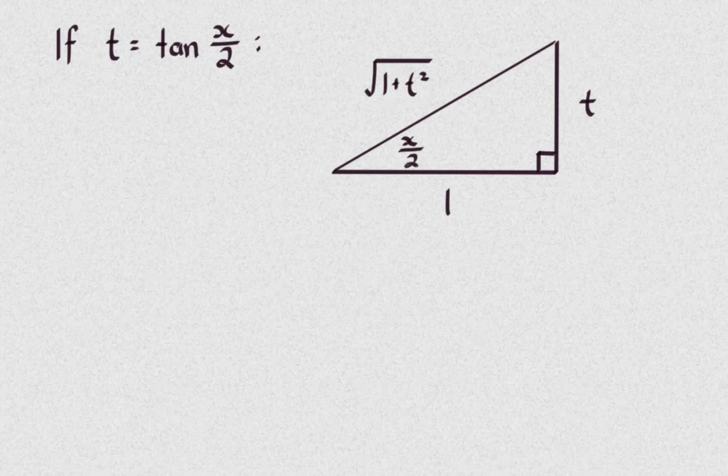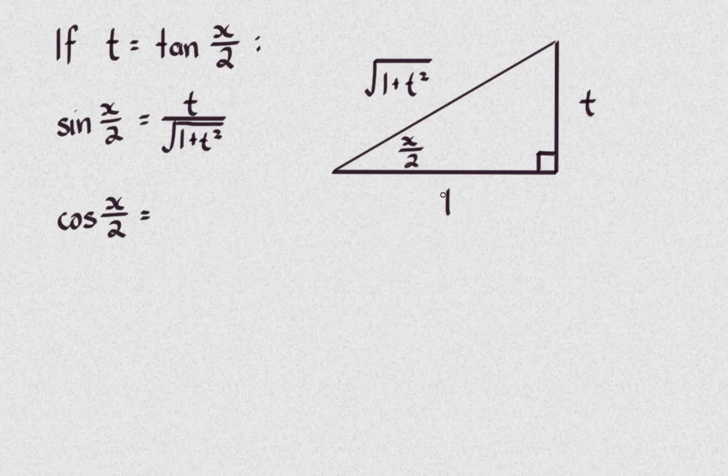This then allows us to come up with expressions for sine of x on 2 and cos of x on 2. Sine is opposite over hypotenuse, so we get sine of x on 2 is equal to t on root 1 plus t squared. And for cos, well, we're dealing with the adjacent side over the hypotenuse. However, we are after expressions for sine of x, not sine of x on 2, and for cos of x, not cos of x on 2.